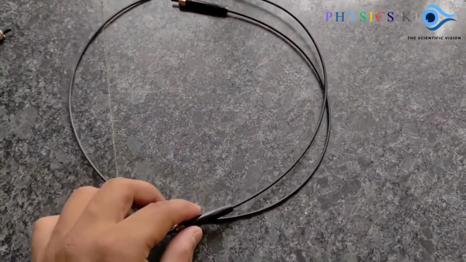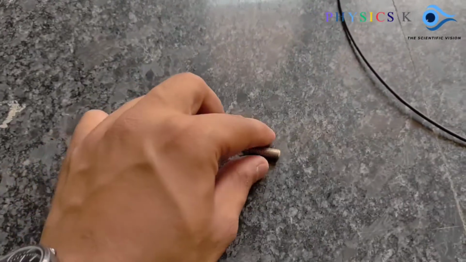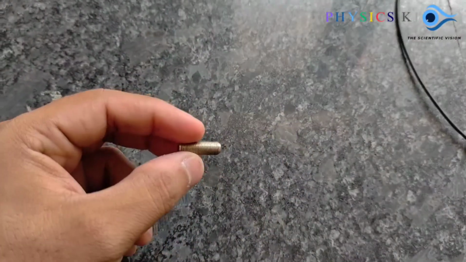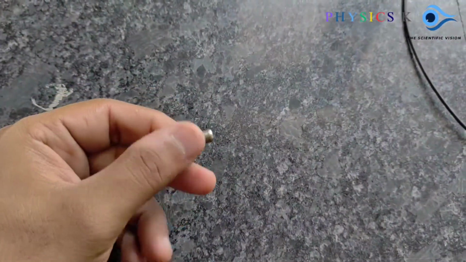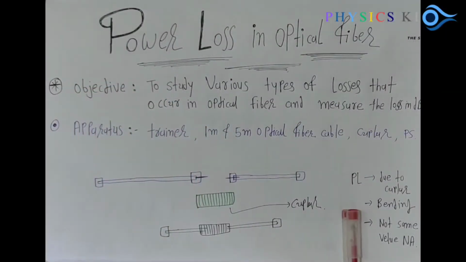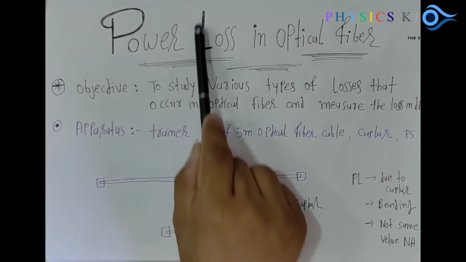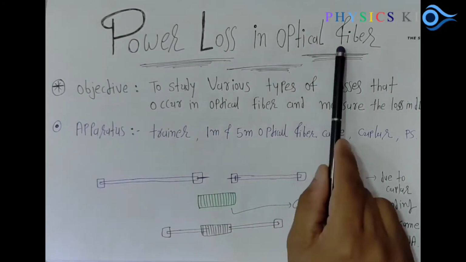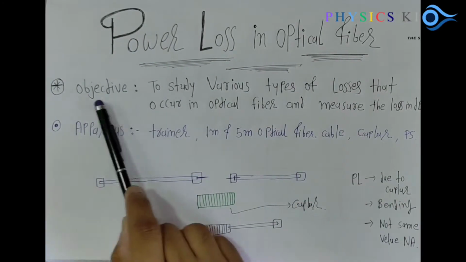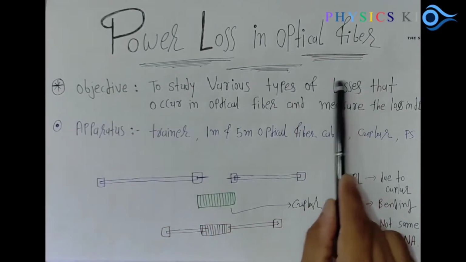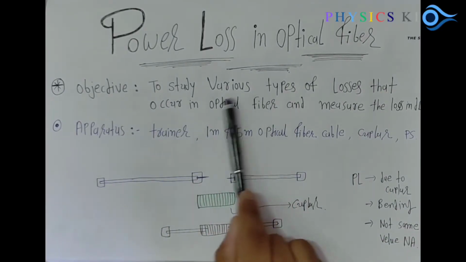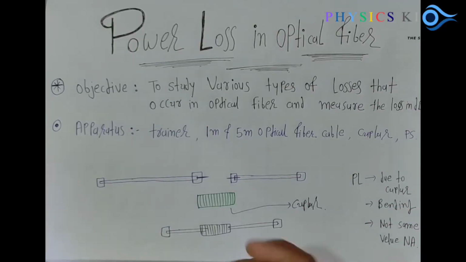optical fiber cable, and we have one coupler. Using this coupler, we can connect both optical fiber cables. So put the title, power loss in optical fiber cable. We are already aware of the optical fiber terminology. The objective is to study the various types of losses in optical fiber and measure them.